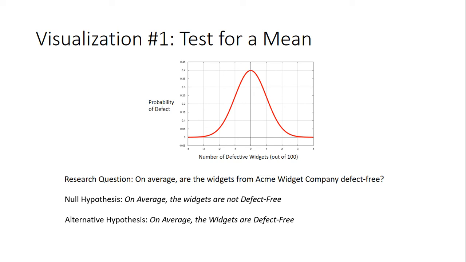Based on the bell curve and its mean of 0, we can definitely say that on average, the widgets are defect-free. So we can reject the null hypothesis.